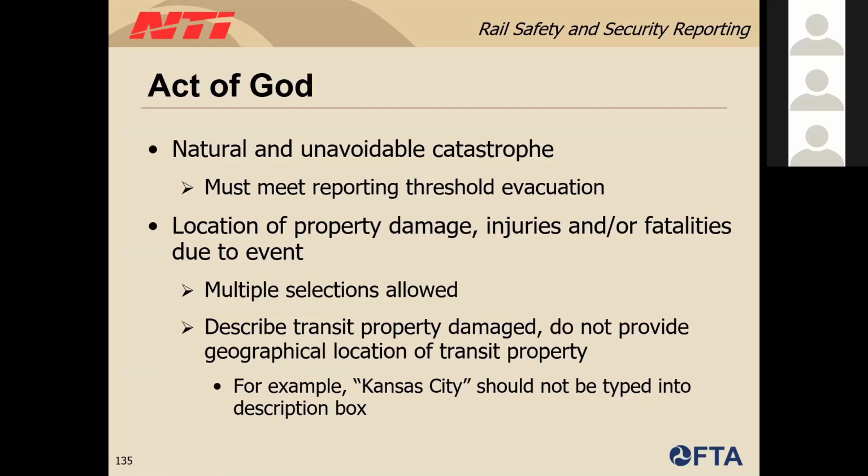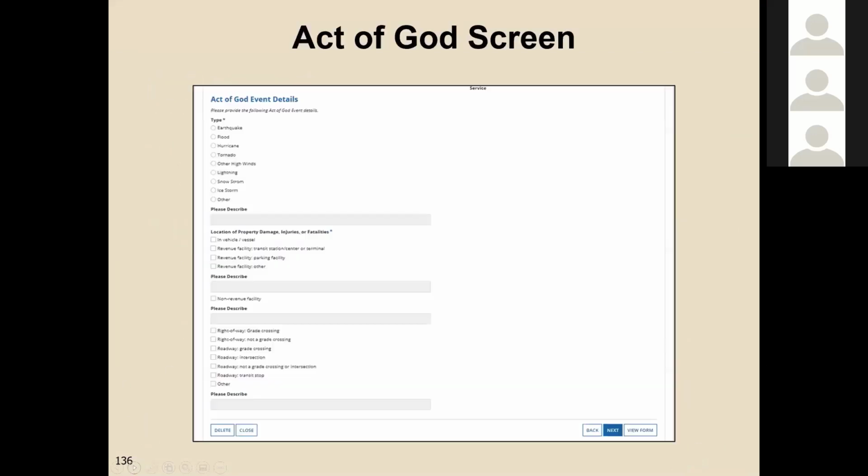Acts of God events are natural and unavoidable catastrophes that affect the transit environment. Select all locations of property damage, injuries or fatalities, and evacuations. You will be able to choose more than one option. For example, the location should indicate the property or properties that were damaged, not the geographic location, such as the name of a city. Here's a screenshot of the Act of God screen.